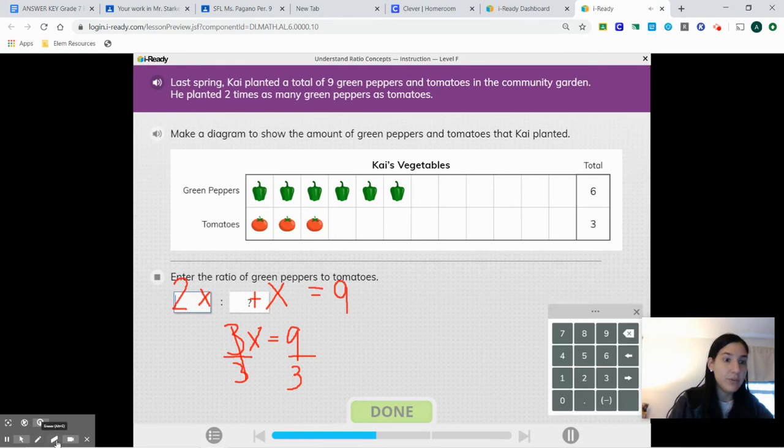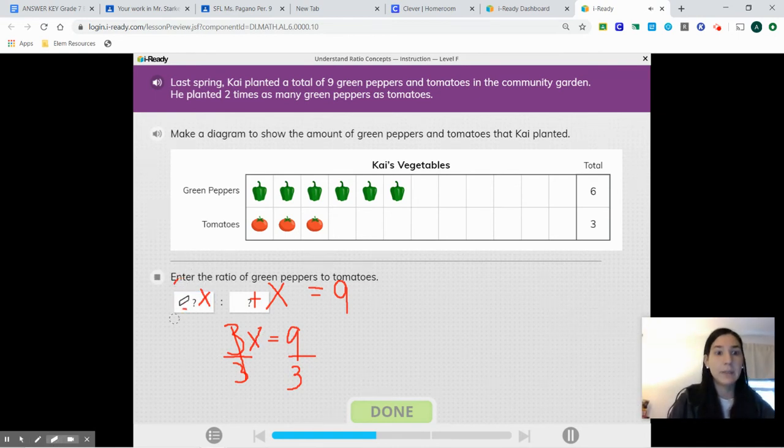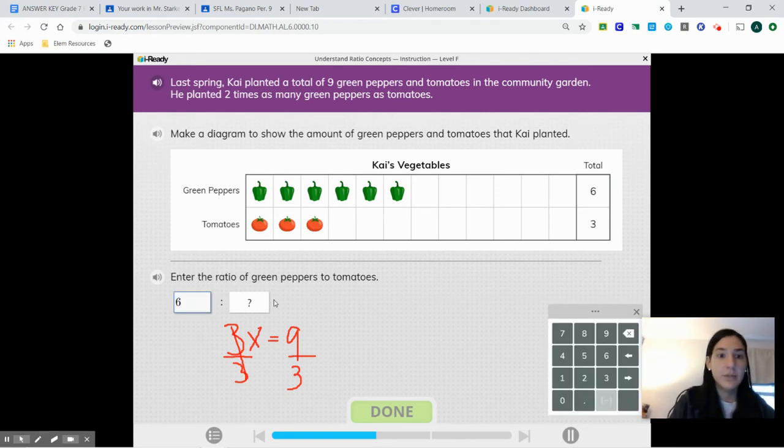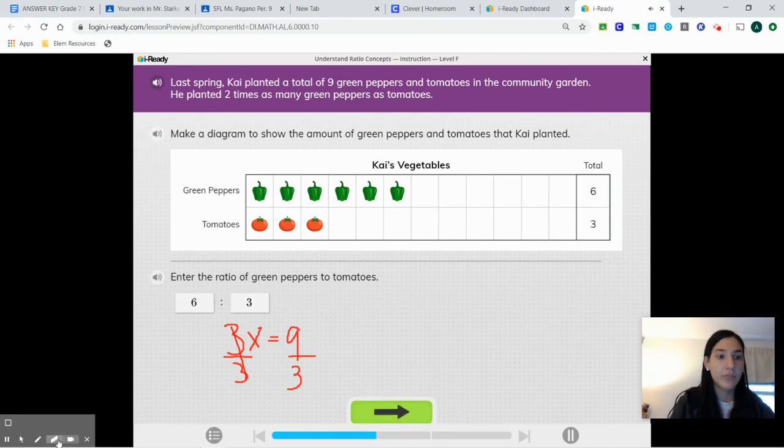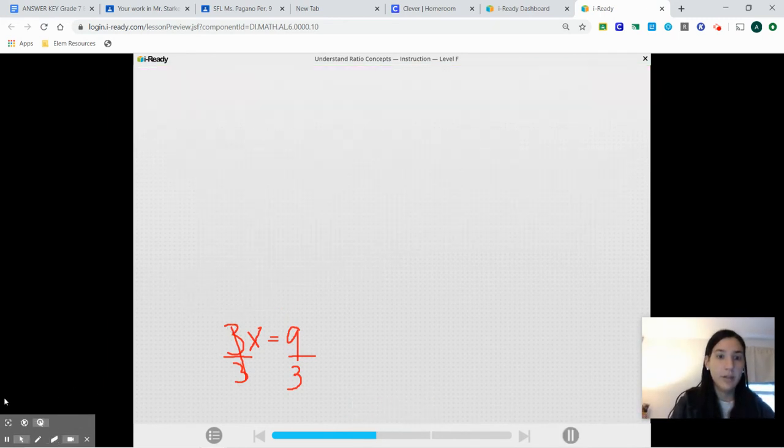And now we just have to enter the ratio of green peppers to tomatoes. Okay, so down here, the ratio of green peppers to tomatoes is going to be 6 to 3. So we have 6 to 3, and we're good. Oops, gotta click next, and I'll erase while he reads.